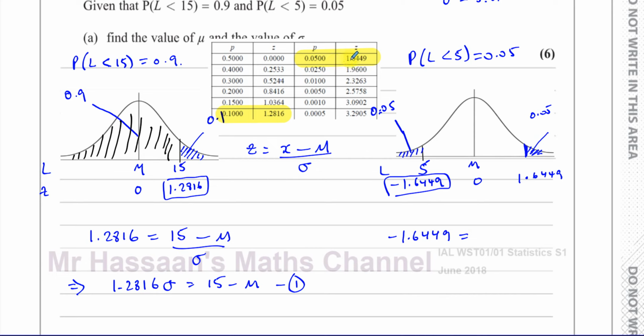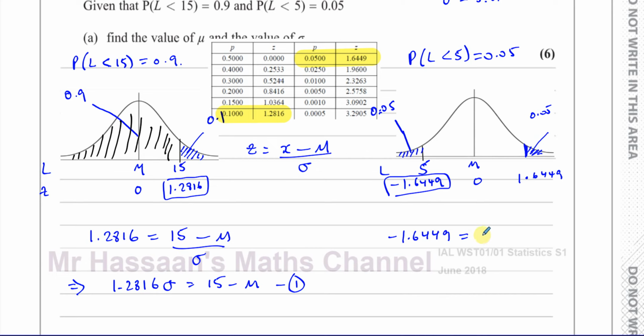Okay, minus 1.6449. Just be very careful when you're writing these numbers down, especially when there's lots of digits. It's very easy, for example, to write down 1.6499, and then your answer will be slightly off and you'll lose marks. So just be very careful that you're writing down exactly what you see in the table. Some people have an issue with numbers like this and they start mixing them up, and you might lose marks, so be careful about that.